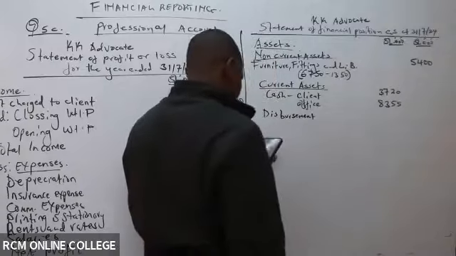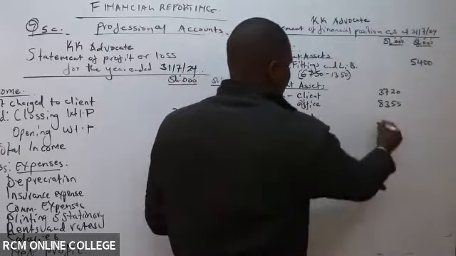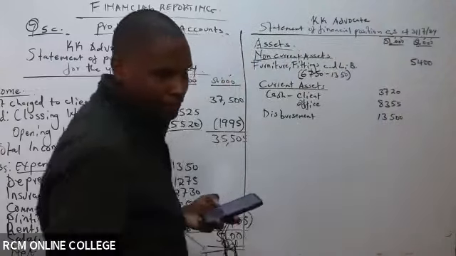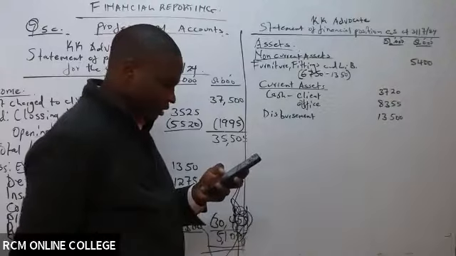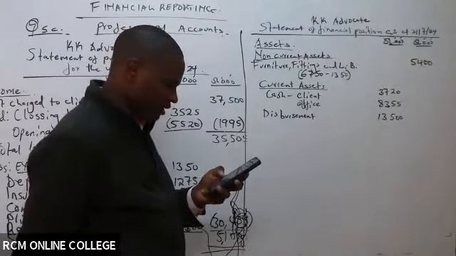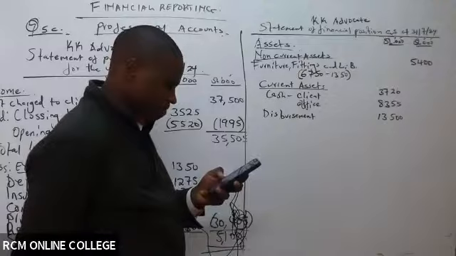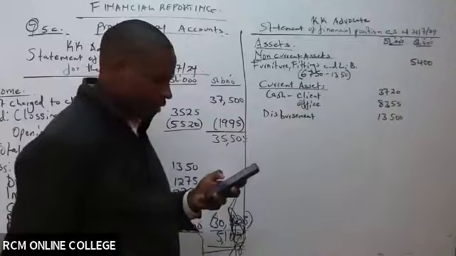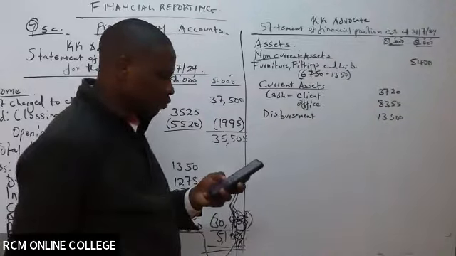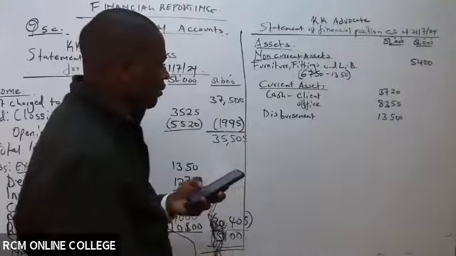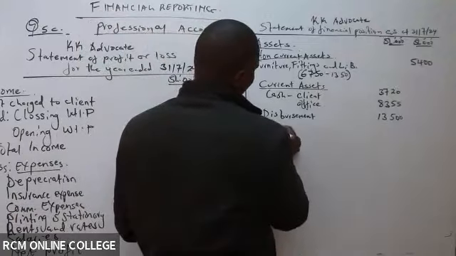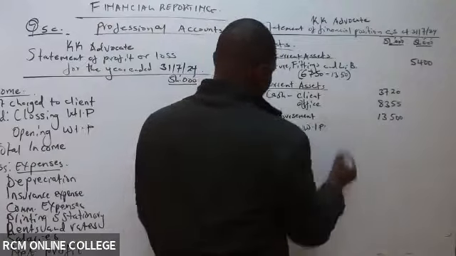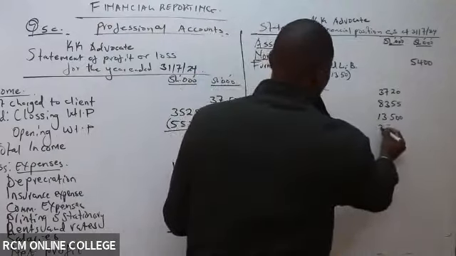Disbursement. How much is it? Disbursement was 13,500. Any other item that we have under this? Yes, this closing WIP, closing work in progress, is at the end, which was 3,525.